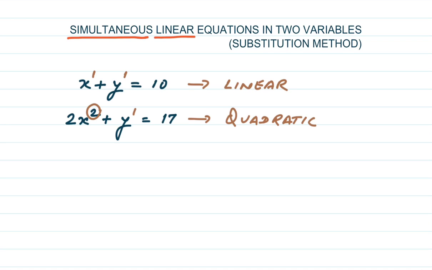In today's topic, we are going to discuss simultaneous linear equations in two variables. So simultaneous actually means when two equations are taken together. Okay, so let's begin with the first question.